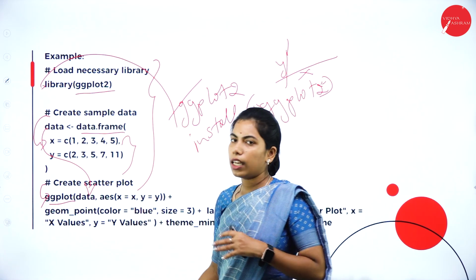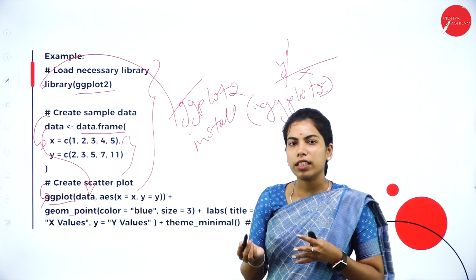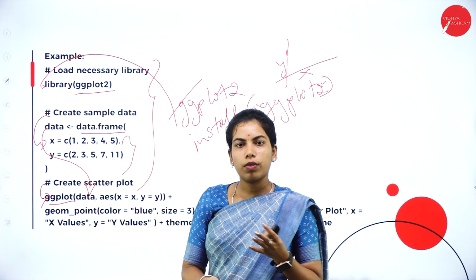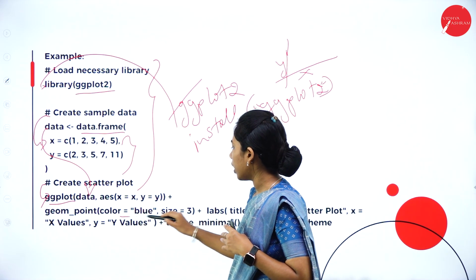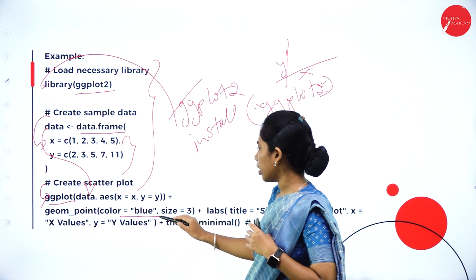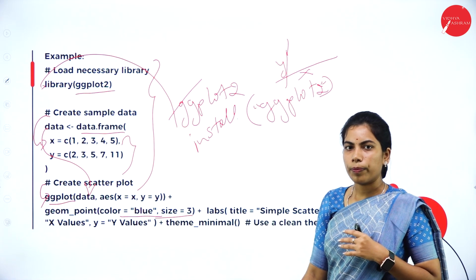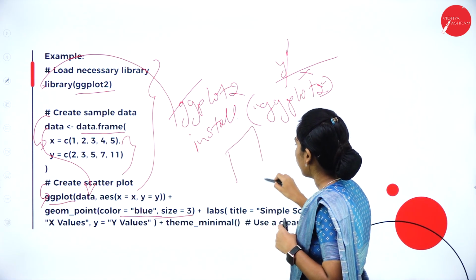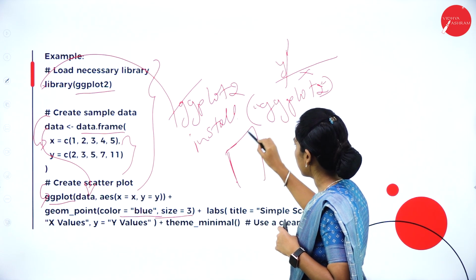Color could be blue or anything. That is your wish; you can give any color. You can give red, you can give rainbow color. That is only the user's requirement. And size is equal to 3, the thickness. So the graph will be generated like this, with the thickness of 3.